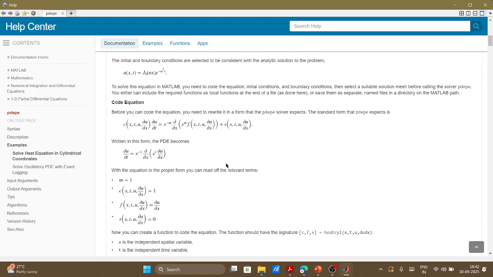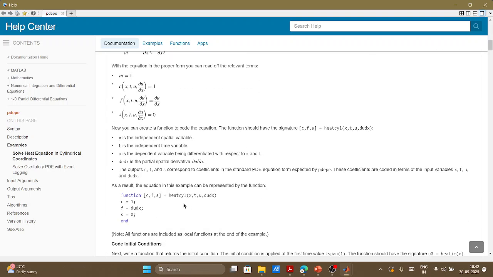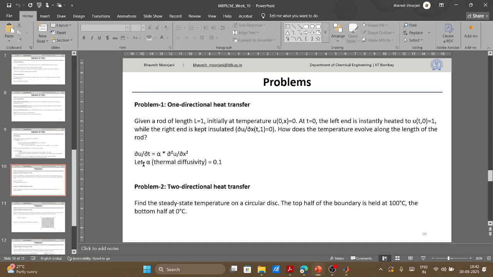So what we saw, we have to first relate our equation with respect to the code equation, find out what are the coefficients m, c, f and s, and then supply them into the PDE function. Here my equation looks like this: change in the temperature with respect to time is equal to alpha times d²u by dx².